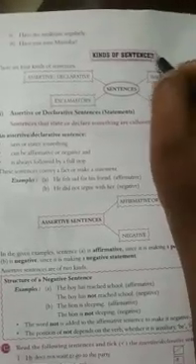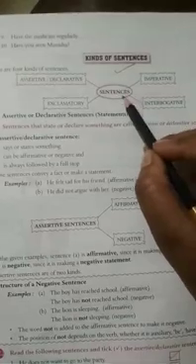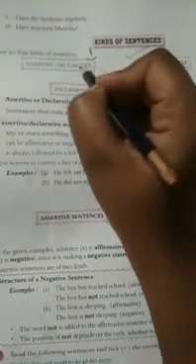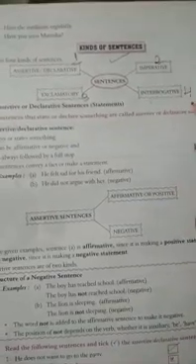Students, our next topic is kinds of sentences. Here we will be studying about 4 types of sentences. First is assertive or declarative sentences. Second, imperative sentences. Third, exclamatory sentences. And last, interrogative sentences.